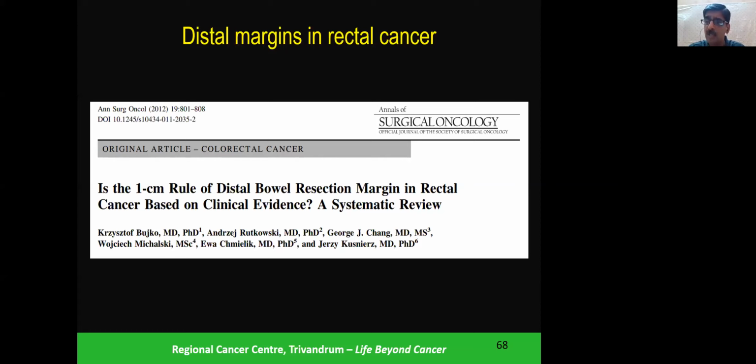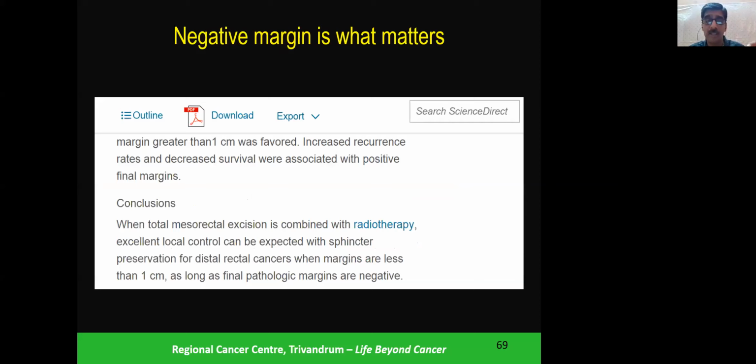For lesions at 4, 4.5 centimeters, a negative margin would suffice, but you should be sure that you are doing an on-table frozen section and making sure that the margins are negative. You don't need to go for a 1-2 cm margin, especially if the patient has been given pre-operative radiation. That's one advantage. And one other way you can add to your sphincter preservation numbers is to give pre-operative radiation and get a negative margin. As far as pathological margins are negative, that would suffice, even with margins of less than 1 cm.